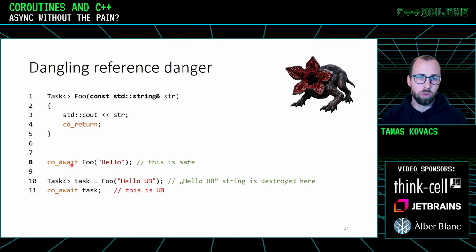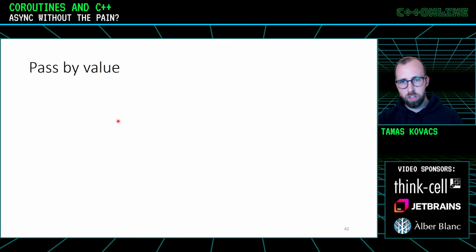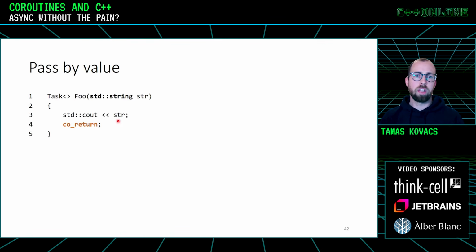But what about this code? This is going to lead to undefined behavior immediately. The problem here is that a const string reference can bind to rvalues, to temporaries. And if we create this task, this temporary string is destroyed, and if we then try to co_await it, this is undefined behavior because the reference became a dangling reference. But what can we do to prevent that? My suggestion would be, if you can, try to pass everything by value.